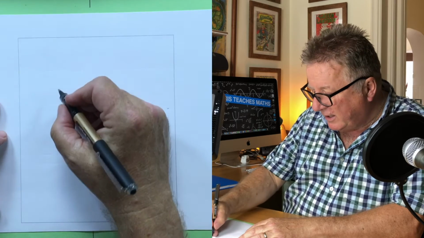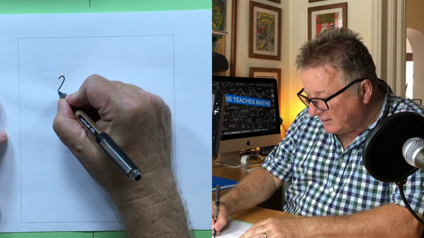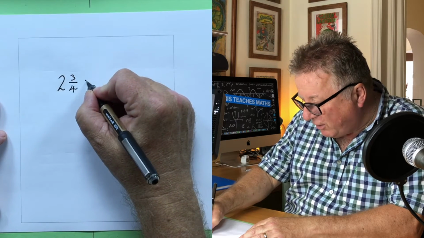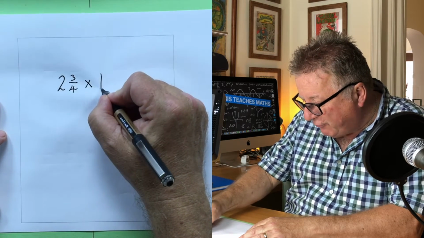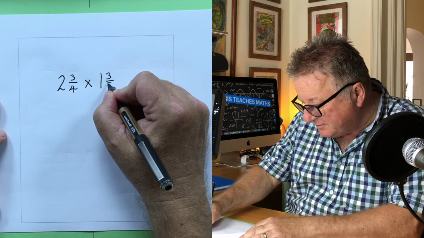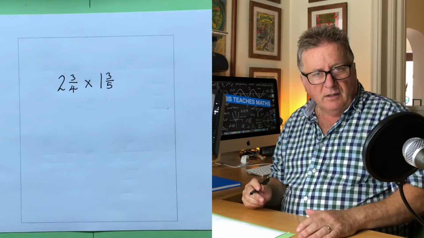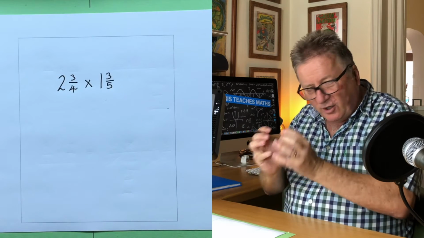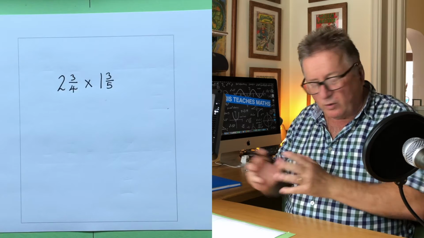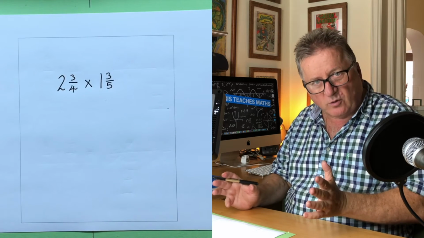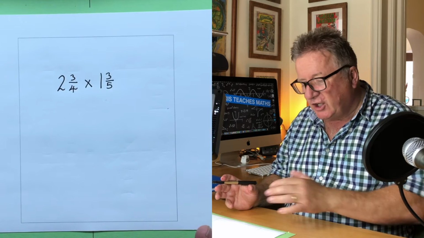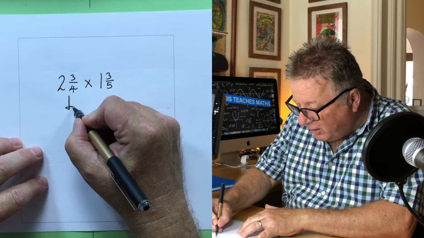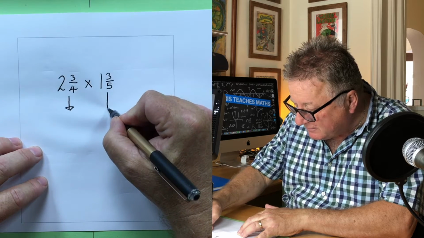We're going to try 2 3/4 multiplied by 1 3/5. Now, if you're adding these, you could add the whole number parts as one option. You just cannot do that if you're multiplying fractions. You have got to change both of these to improper or top-heavy fractions.